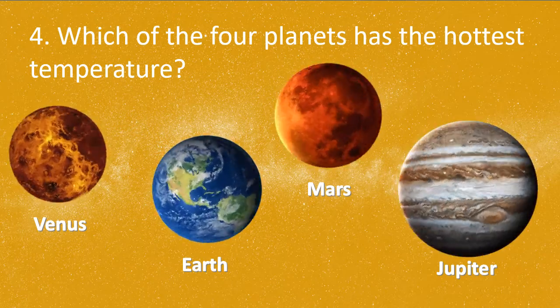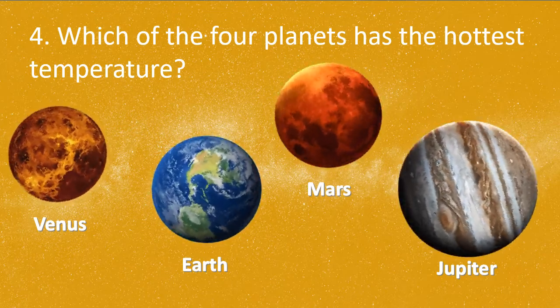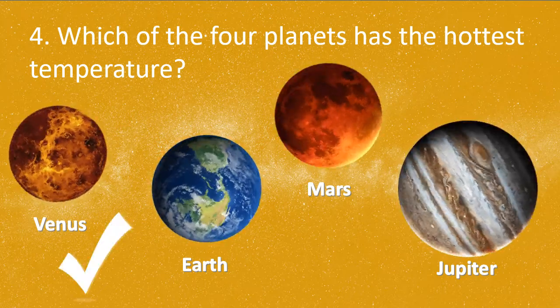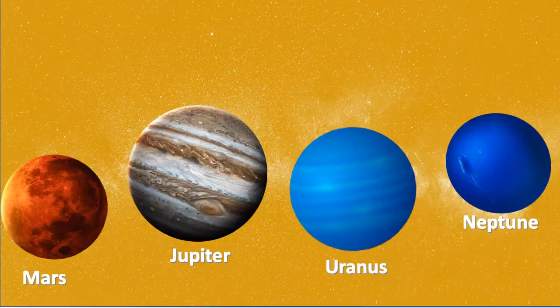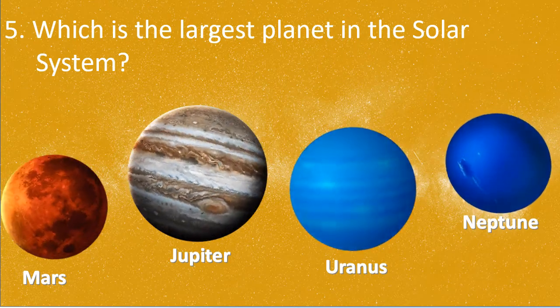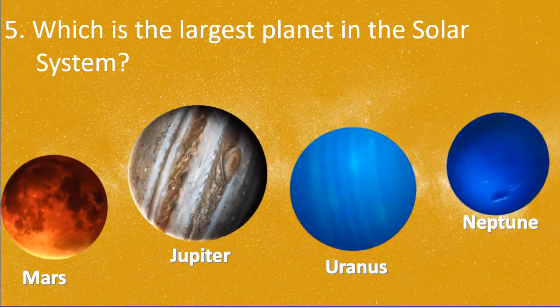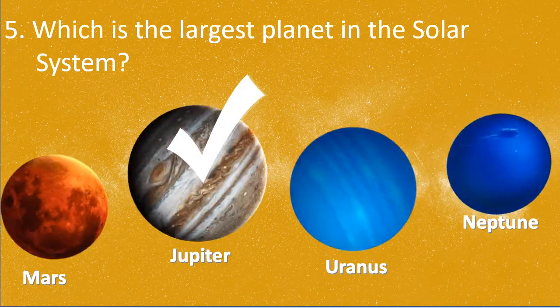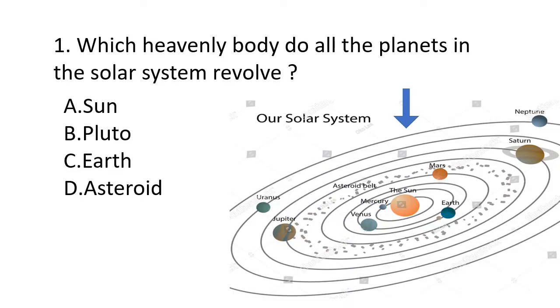Which of the 4 planets has the hottest temperature? Is it A, Venus, Earth, Mars, or Jupiter? And the answer is Venus. Which is the largest planet in the solar system? Is it Mars, Jupiter, Uranus, or Neptune? And the answer is Jupiter. Very good. Which heavenly body do all the planets in the solar system revolve around? Is it A, Sun, B, Pluto, C, Earth, D, asteroid? And the answer is Sun. Very good.